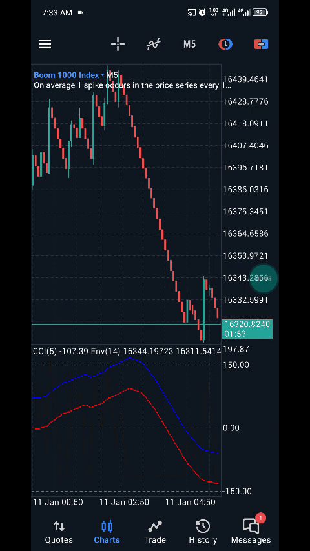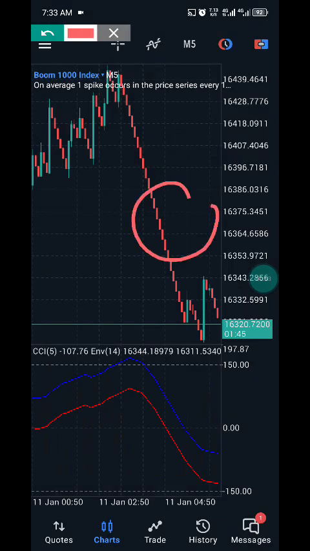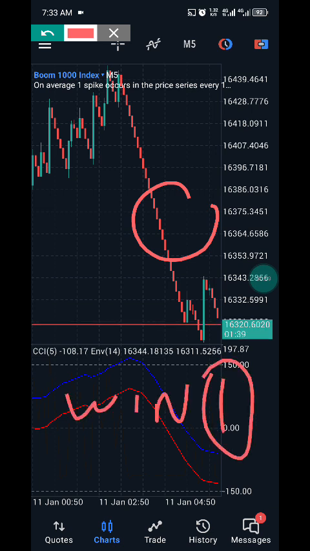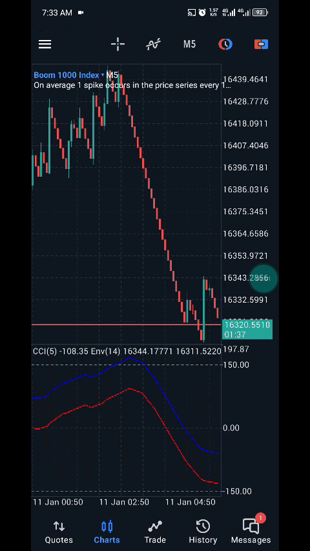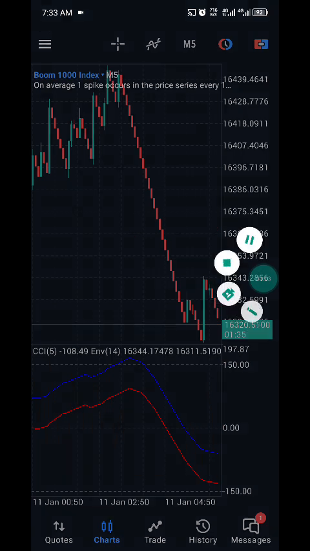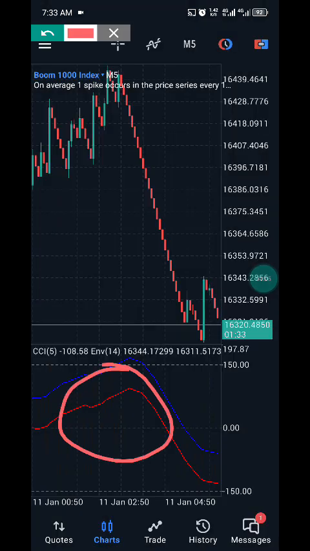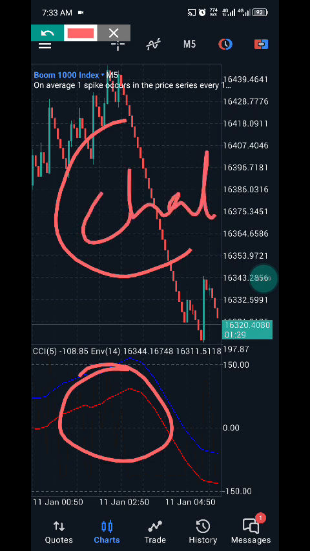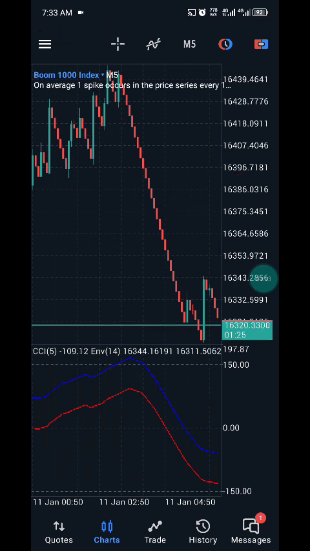So let me first explain how this strategy works. As you can see now, we have our two windows here. This is our chart, and we have our window one here. What we need to do is use this window one to follow up our charts, so that is how to get accurate results.